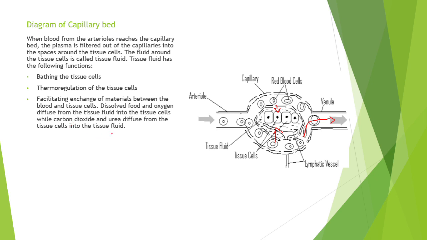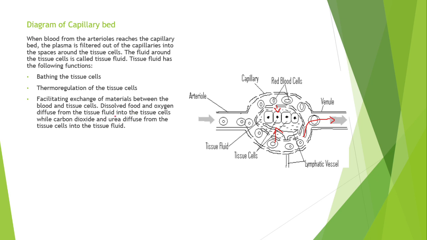So I want you to follow me here. My own tissue fluid, it simply facilitates the exchange of materials. It regulates, it facilitates the exchange of materials between blood and the tissue cells. So dissolved food, we don't mean my biscuit, we mean nutrients like carbohydrates. We're talking about proteins, we're talking about vitamins, that's what is referred to as food.